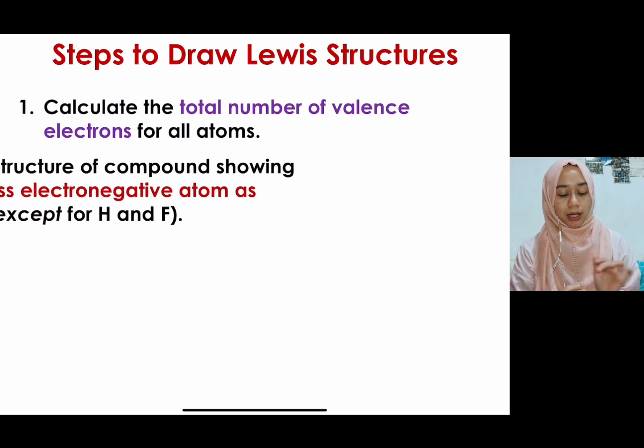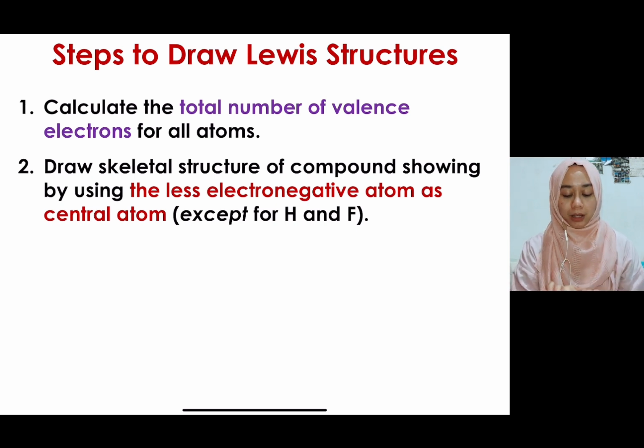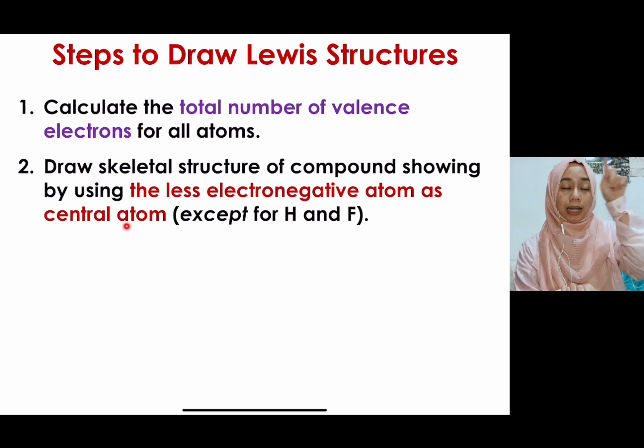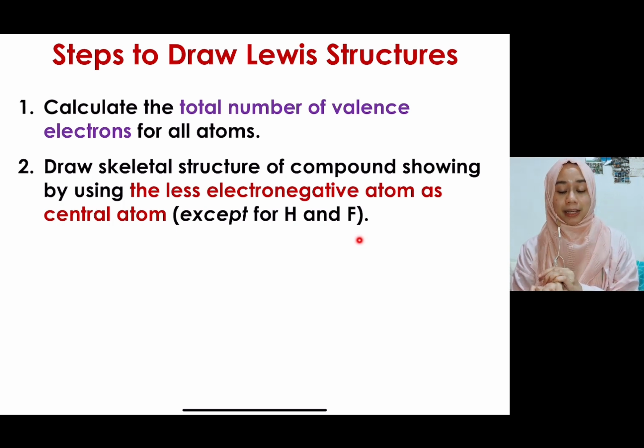And then the second part is to draw the skeletal structure of a compound by using the less electronegative atom as central atom. Okay, so basically dia bagi tahu kat sini less electronegative atom sebagai central atom. Central atom bermaksud yang tengah-tengah lah. So yang keliling dia tu kita panggil sebagai terminal atom. Okay, except for hydrogen and fluorine. So hydrogen and fluorine will always be terminal atom. Okay, dia tak akan pernah jadi central atom.